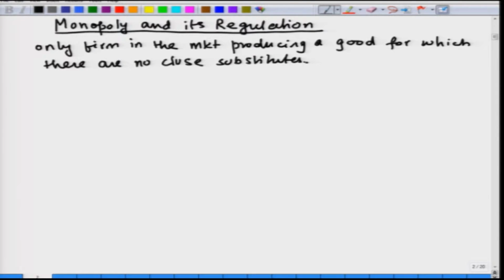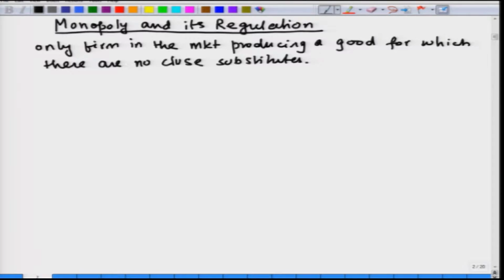So, what we want to understand is the pricing decisions of a monopolist. Since it is the only firm in the market, it will have the ability to set prices. So, it is no longer going to be a price taker, and then we will ask, if it has significant power to set prices above marginal cost, what is the inefficiency that the monopolist is going to generate, and what can be done to reduce or eliminate this inefficiency.